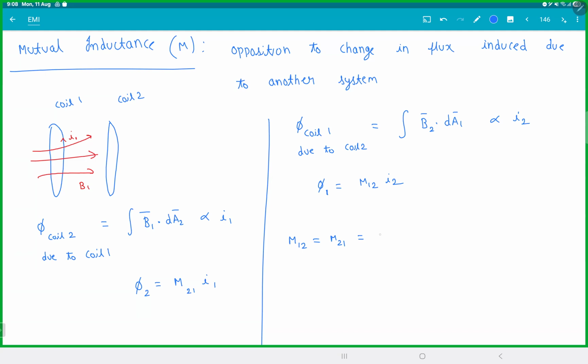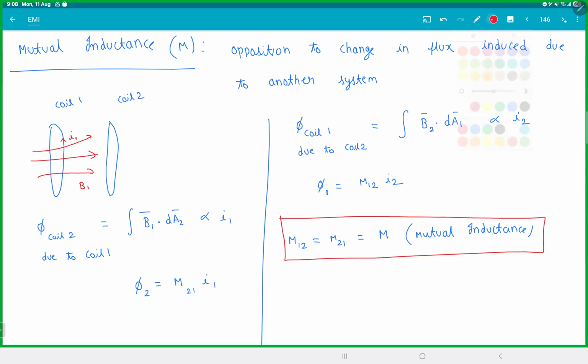We just replace them with one constant. We call it mutual inductance. So it doesn't matter in which coil you send the current, the flux generated will be the same. So it gives you a pretty interesting result. Let me put that in a more usable form. What this says is, if you have two coils, the flux in any one coil will be equal to mutual inductance M into the current in the other coil.